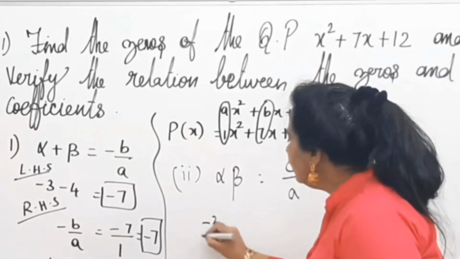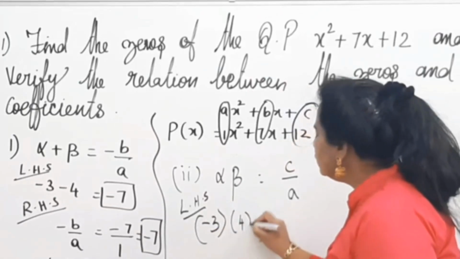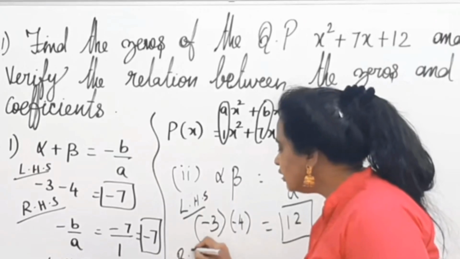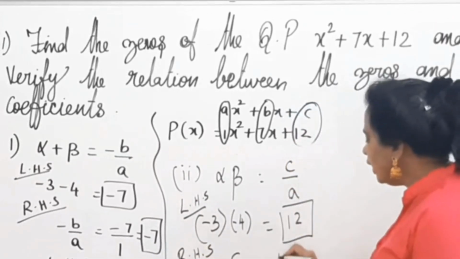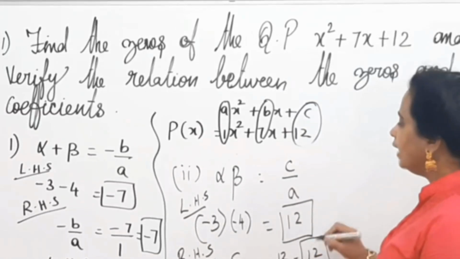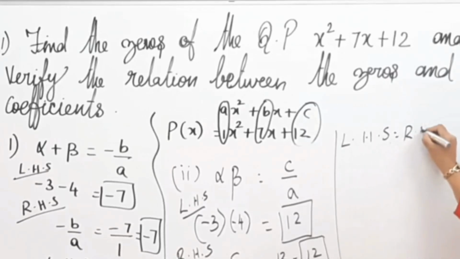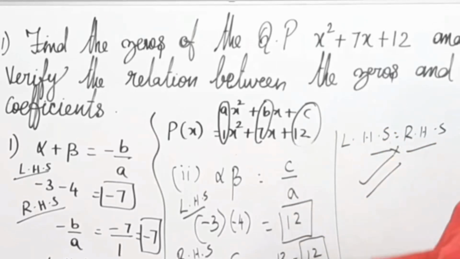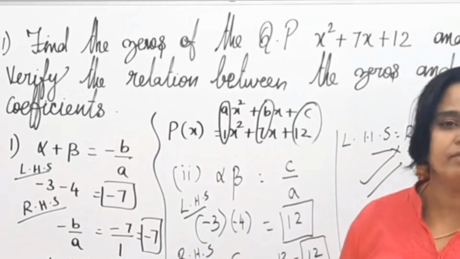Let me multiply my LHS, which is minus 3 into minus 4, which is equal to just a number, 12. And my RHS here is equal to c by a, where c is 12 and a is 1, which is again just the number 12. So I got my LHS equal to RHS. That means my second relation is also verified. Hence the relationship between the zeros and the coefficients is verified.